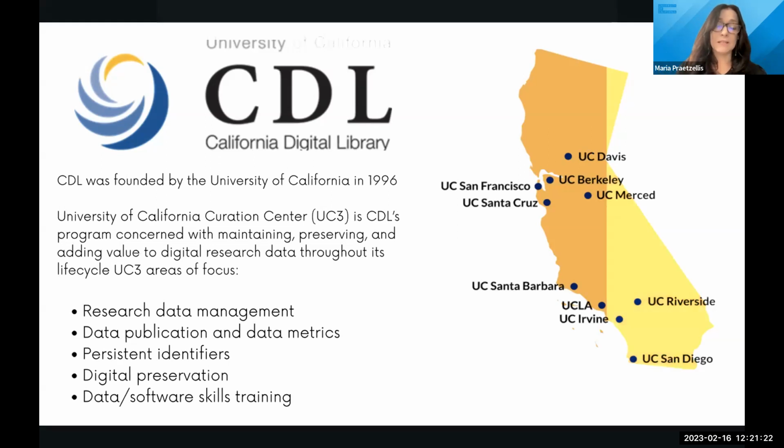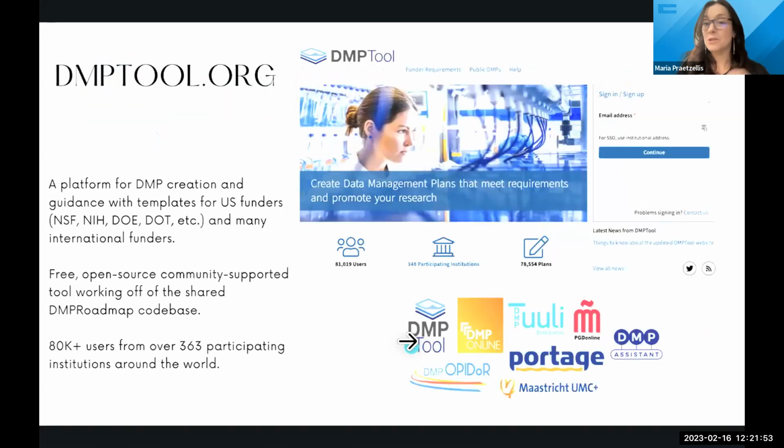But we're also really active in research data management initiatives generally. We work on the generalist data repository Dryad. We work a lot in data publication and metrics around persistent identifiers, and I'll talk a little bit about that today, and also with digital preservation and data and software skills training. So my group is involved in lots of different initiatives all around supporting FAIR and open data. DMPTool is what we're going to focus on now.